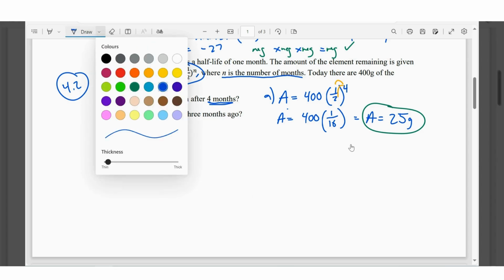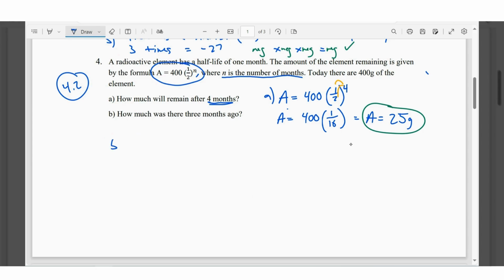And the next one asks us, B, how much was there 3 months ago? So we're moving in a different direction. We now have the amount equals still 400 and still a half. But what do you think we do for 3 months ago where n is the number of months? I think it's reasonable to guess it's going to be negative 3 months. So 3 months ago. And now let's solve this.